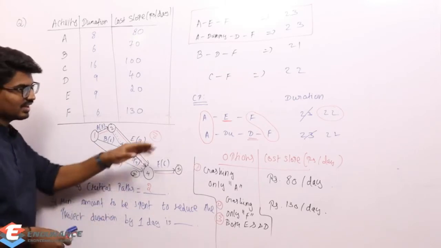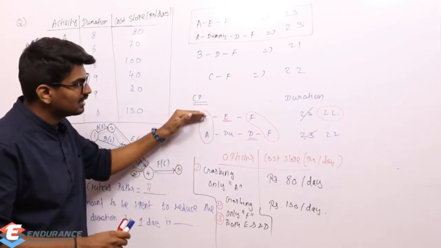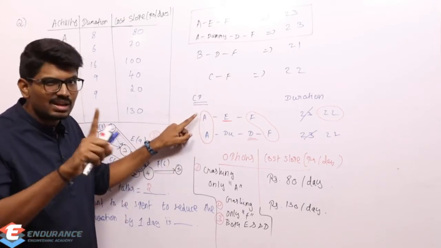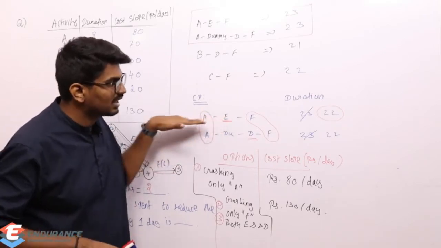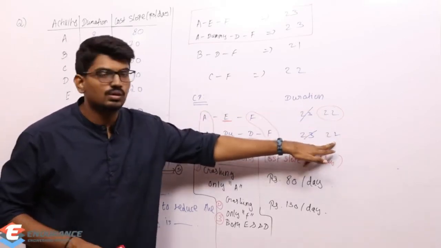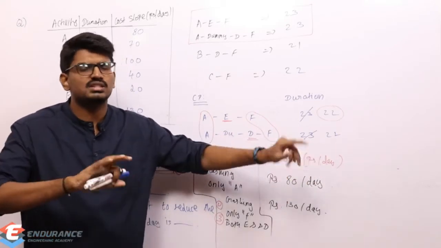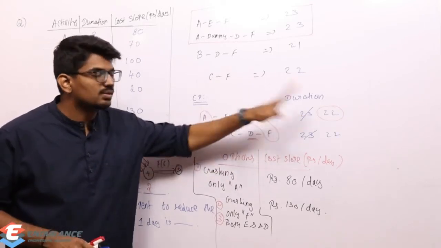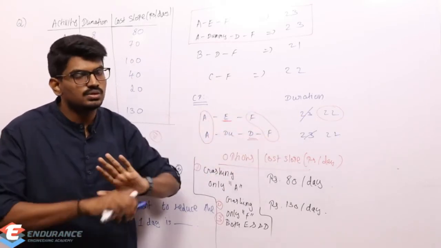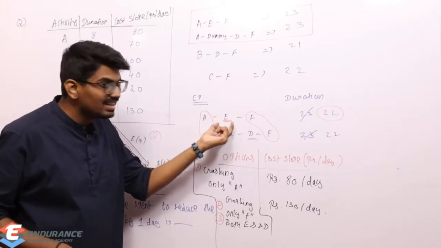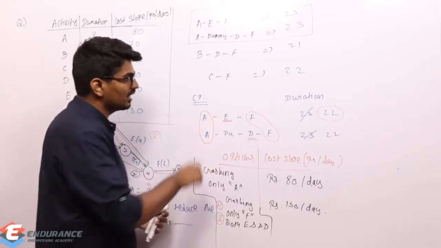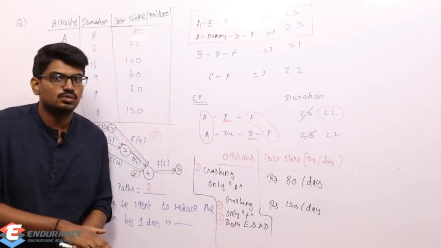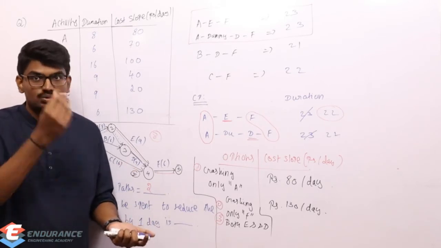One is if I crash A alone. Since A is present in common in both the critical paths, crashing only A by 1 day is enough, because this path and that path's duration will both be reduced. So finally, the total project completion time is also reduced. By crashing only F, again F is present commonly, so both path durations are reduced, no issues at all. But if I crash only E, only the first path duration will be reduced, and the second path will still have duration of 23. That is not what we want, right?